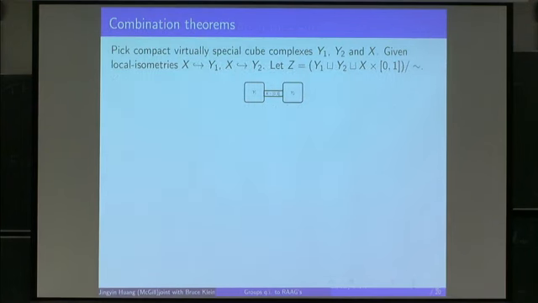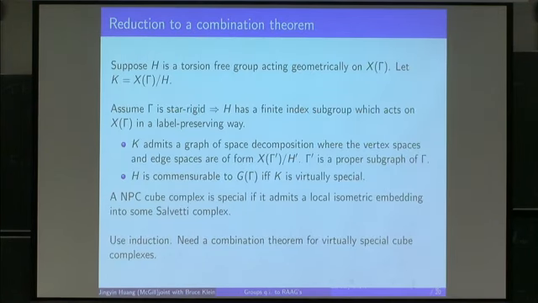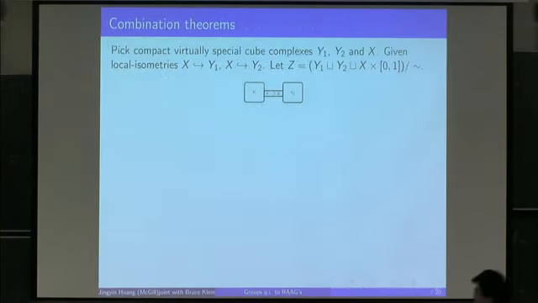So now let me remind you of some previous results on combination theorems. For simplicity, let's assume our graph of spaces has only one edge, so we have two vertex spaces and one edge space. Just for simplicity, we can consider this specific situation, and here Y1 and Y2 are virtually special cube complexes. That means they are cube complexes which have a finite index cover which is special, and we assume all the attaching maps are quasi-isometries. Okay, so this is the setup, and we want to ask when is this graph of cube complexes virtually special.